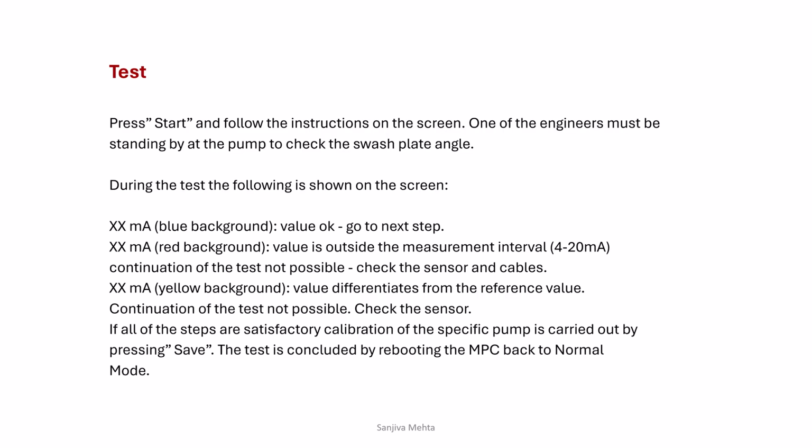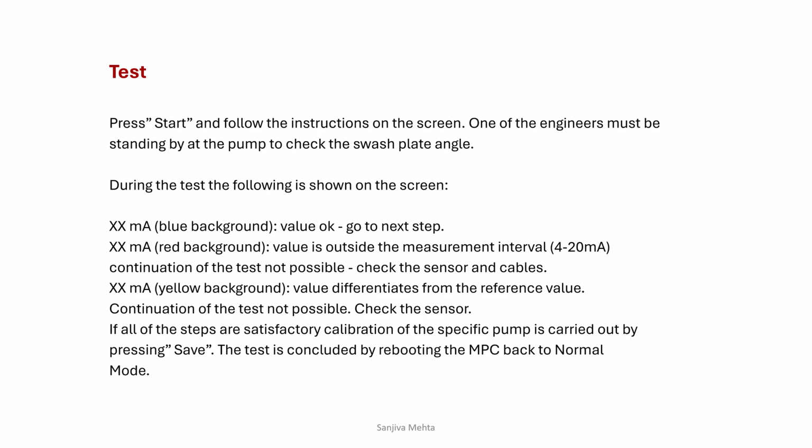Press start and follow the instructions on the screen. One of the engineers must be standing at the pump to check the swash plate angle. During the test, the following is shown on the screen: X milliamps, value okay, go to the next step. X milliamps in red or black: value is outside the measurement range of 4 to 20 milliamps. Continuation of the test is not possible. Check the sensor and cables.